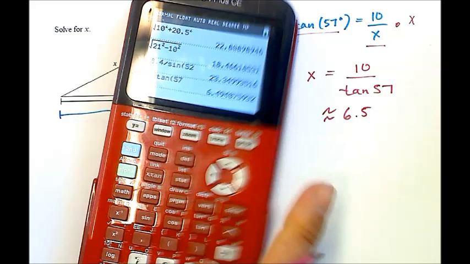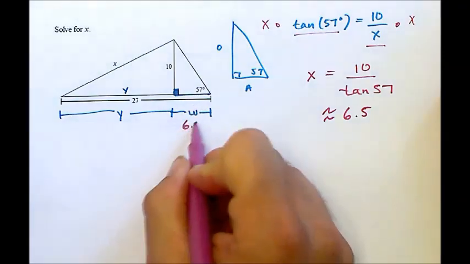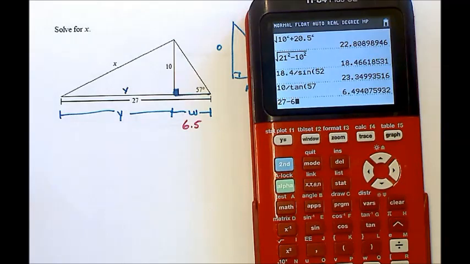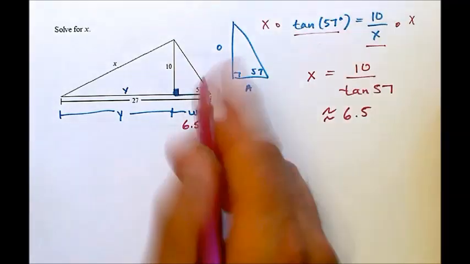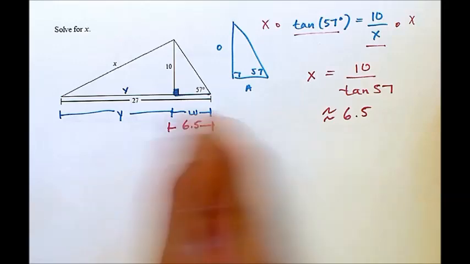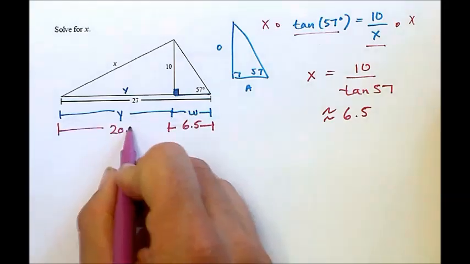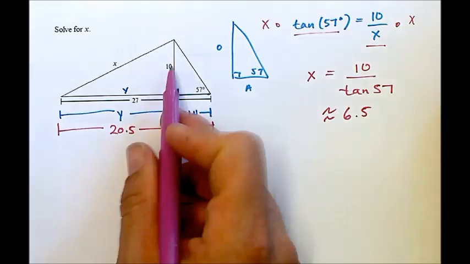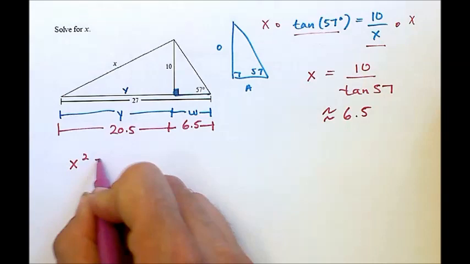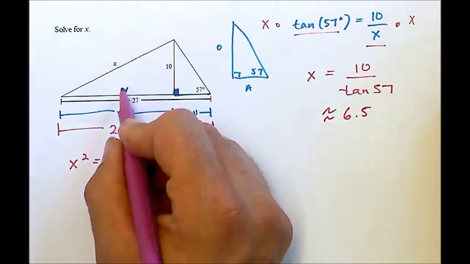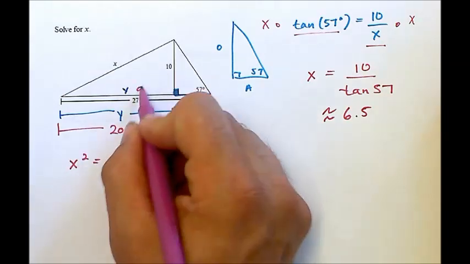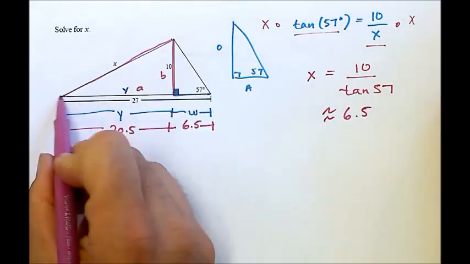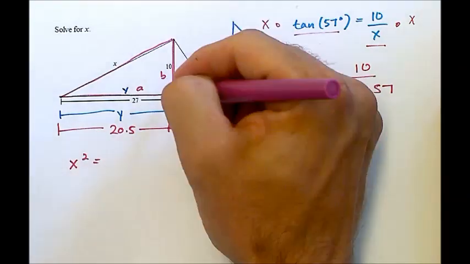Now, that means this piece here is 6.5. So now that I want to know this piece, it's just simply 27 minus the 6.5. I don't know if I necessarily need to use a calculator to do that. But that tells me that this is 20.5. And as you begin to work with Pythag, you'll realize that your x squared is equal to your a squared plus b squared. This is your a and this is your b here. We're looking at this triangle now, just like this, with a side of 20.5 and a side of 10.